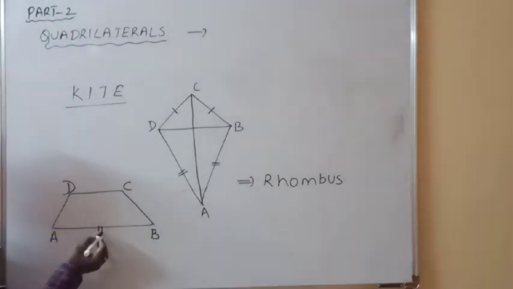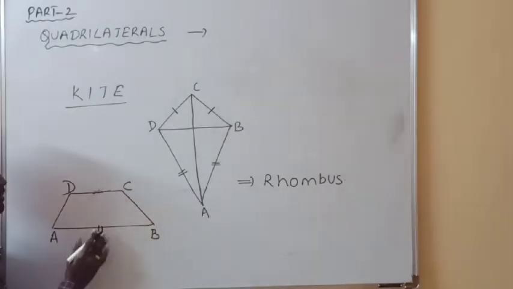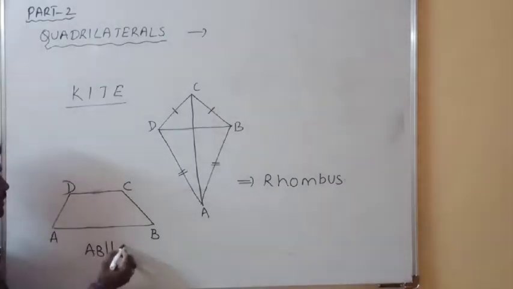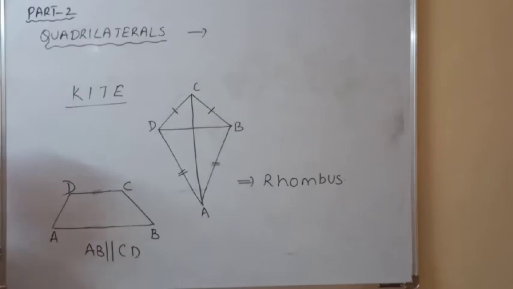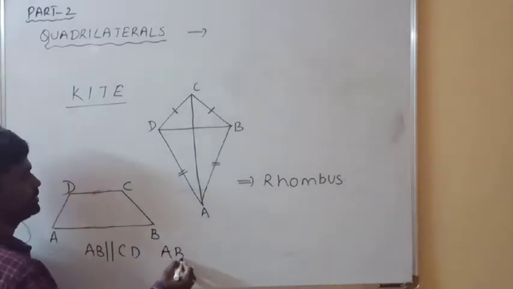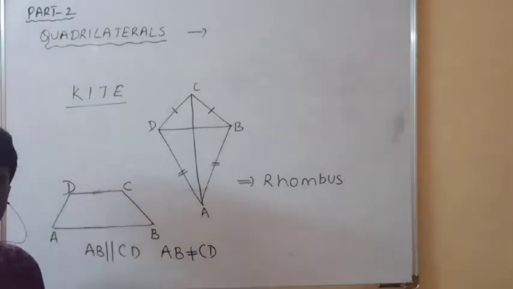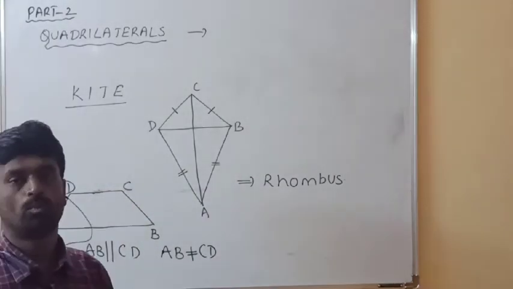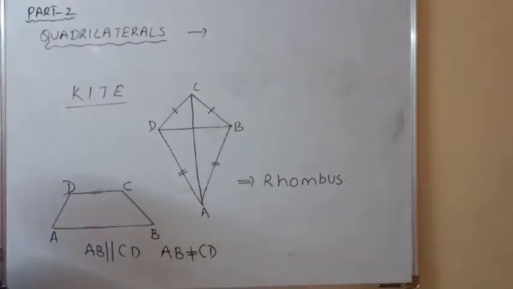Because here AB is parallel to CD. But AD is not parallel to BC. And also here AB is not equal to CD. So that means one pair of opposite sides are parallel and another pair of opposite sides are non-parallel. This is a trapezium. Okay.